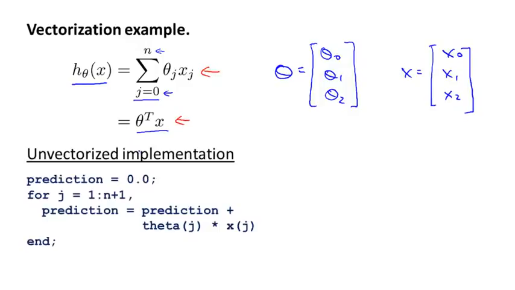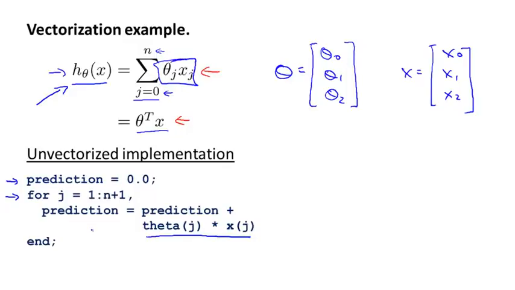Here's an unvectorized implementation for how to compute h of x. By unvectorized, I mean without vectorization. We might first initialize prediction to be 0.0. This is going to eventually be h of x. Then I'm going to have a for loop for j equals 1 through n plus 1, where prediction gets incremented by theta j times xj. So it's kind of this expression over here.